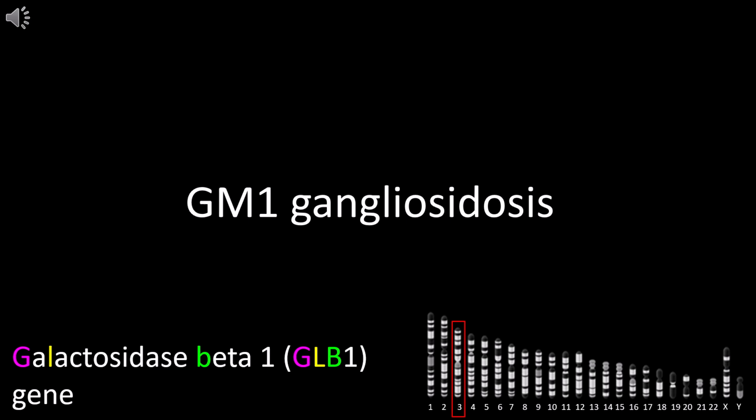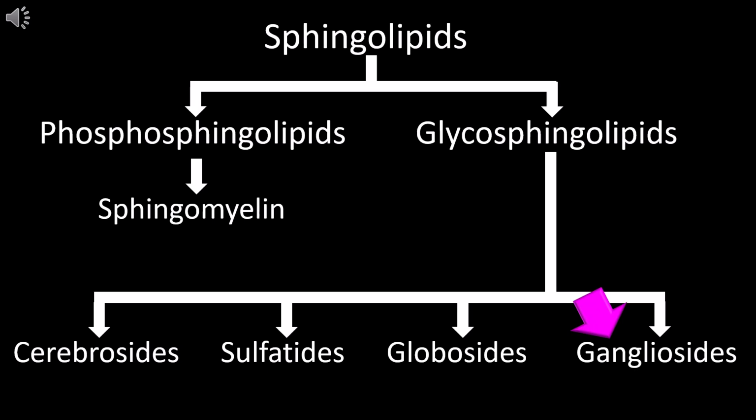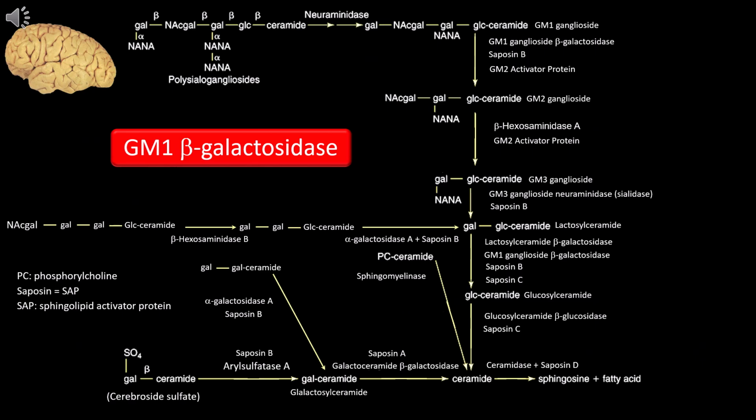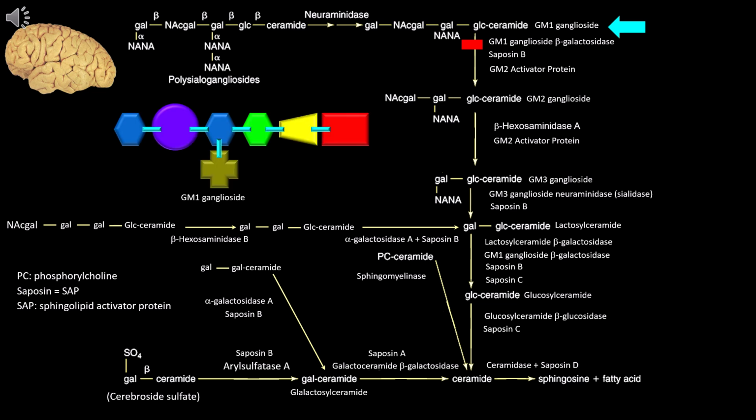GM1 gangliosidosis is an autosomal recessive condition. It is due to a mutation in the GLB1 gene located on chromosome 3. GM1 gangliosidosis involves the catabolism of gangliosides and, to a lesser extent, globosides. The deficient enzyme is GM1 beta-galactosidase. This enzyme is essential for the conversion of GM1 to GM2. Its absence or reduced amount leads to accumulation of GM1 ganglioside and its asialo derivative GA1.